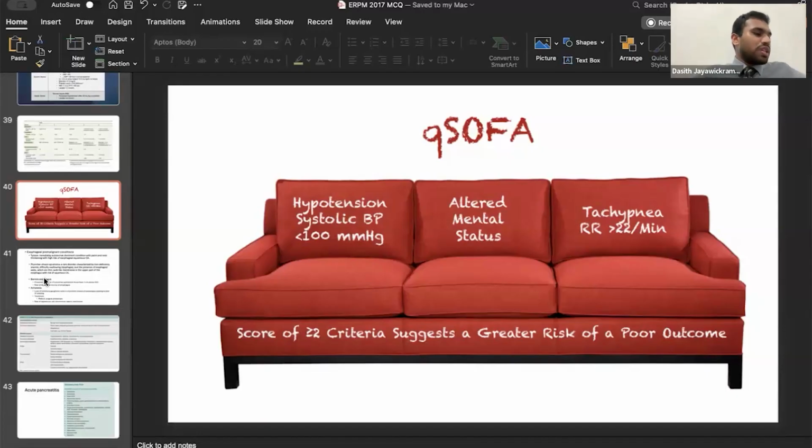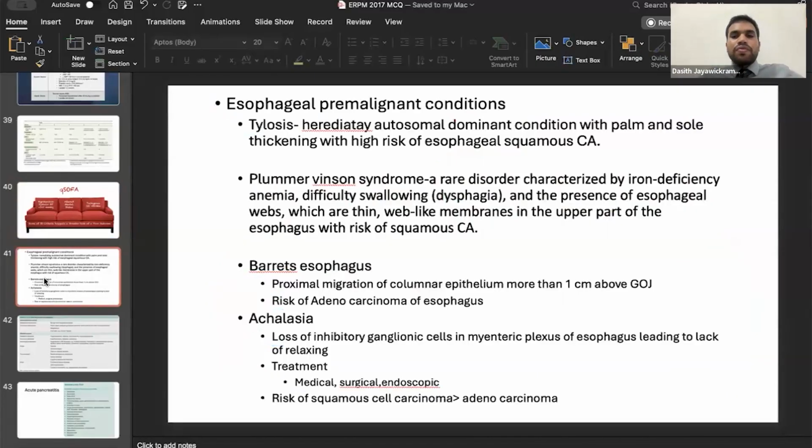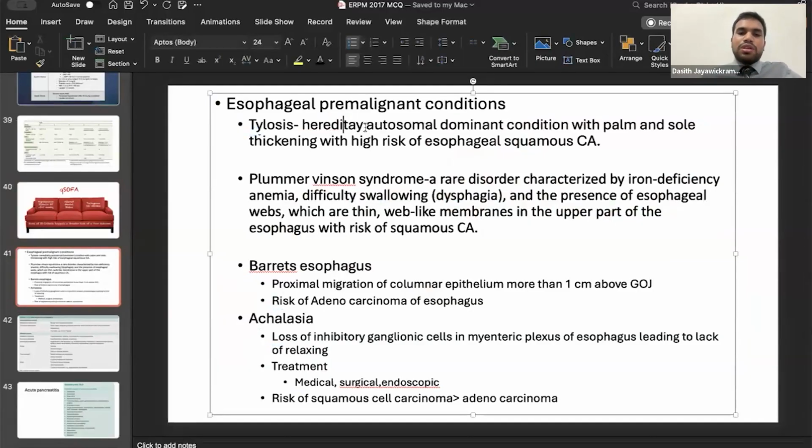Pre-malignant conditions of the esophagus. So tylosis. What is tylosis? It is a condition where there is palmar and sole skin sclerosis, and this is an autosomal dominant condition that is associated with a high risk of esophageal squamous cell carcinoma. So that is the hereditary cause. Yeah, so that is true.